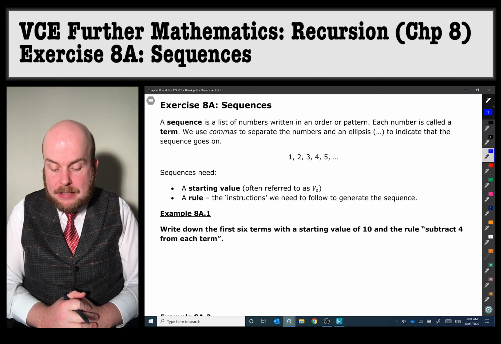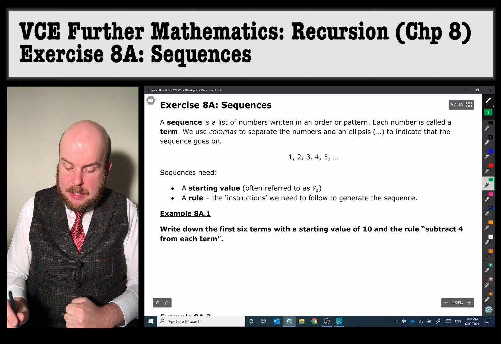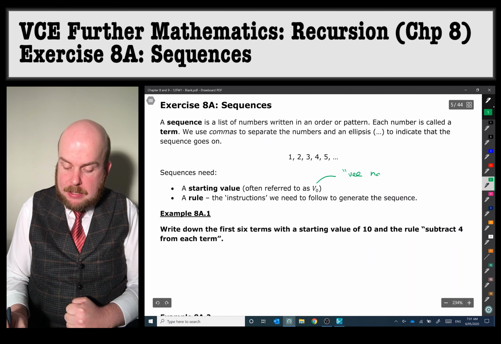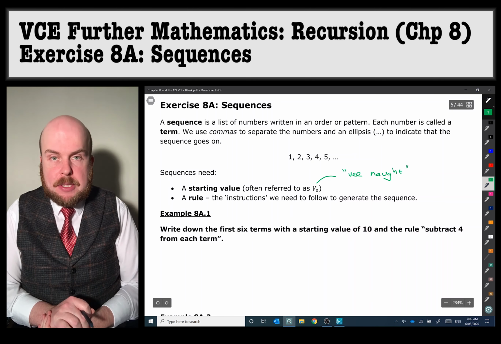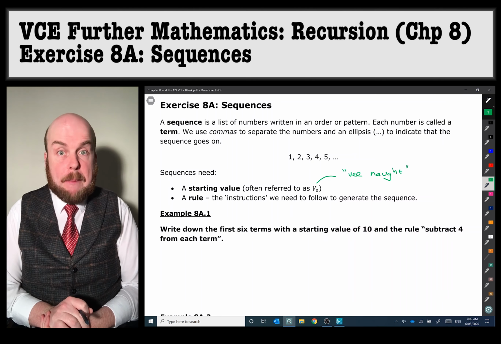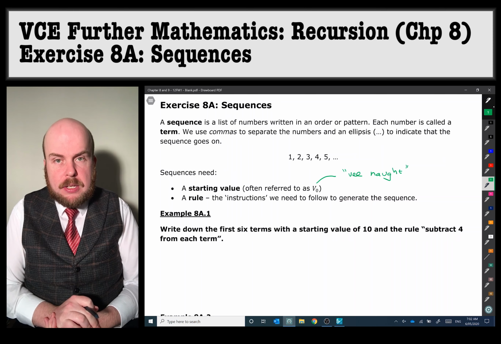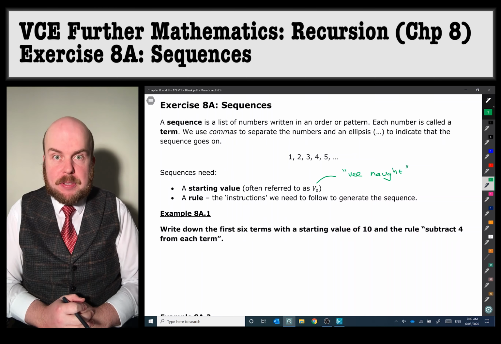Sequences need a starting value, often referred to as V0. So if you ever hear me say the phrase V0, I'm talking about this starting value. Obviously, this can be substituted for any other capital letter that we decide to name the sequence. And a rule. The rule is the instructions that we need to follow to generate the sequence.